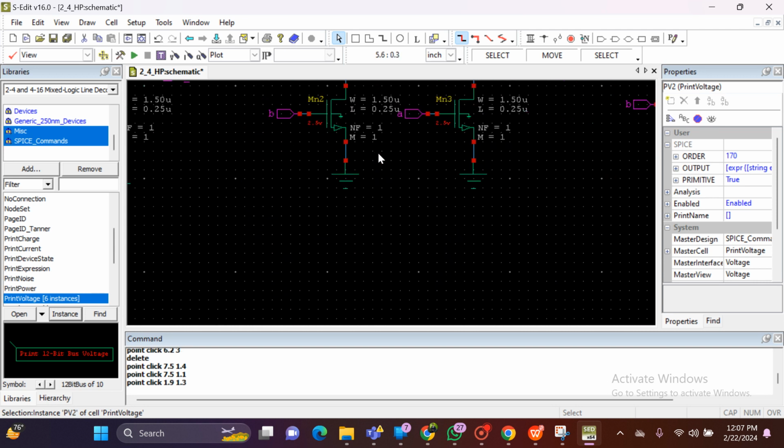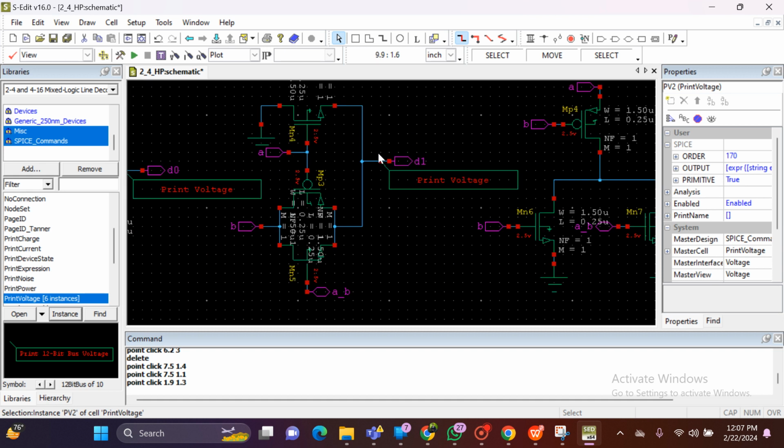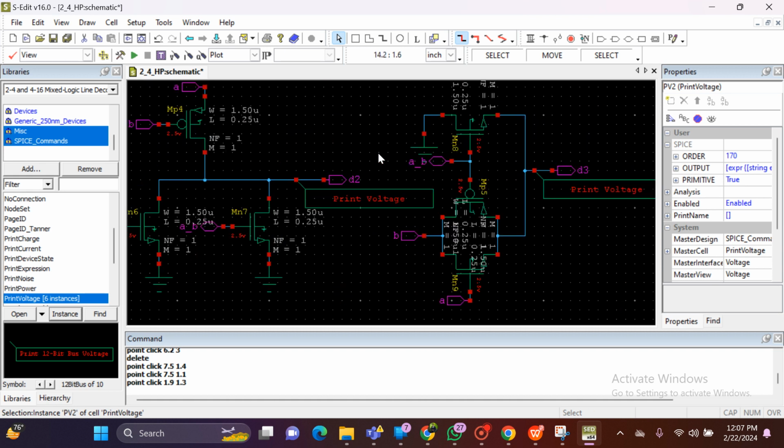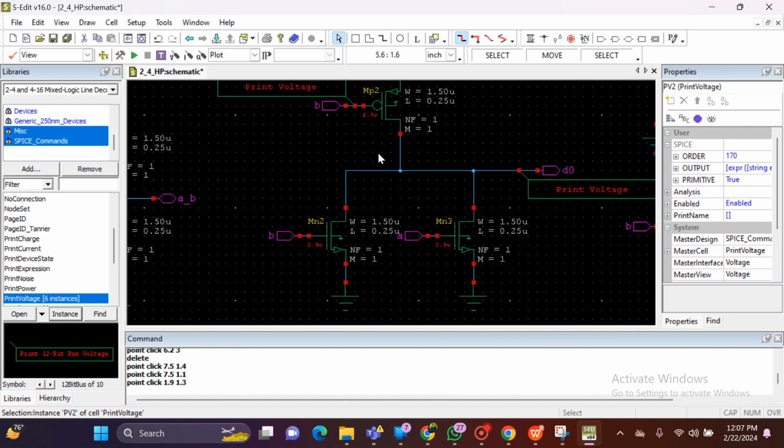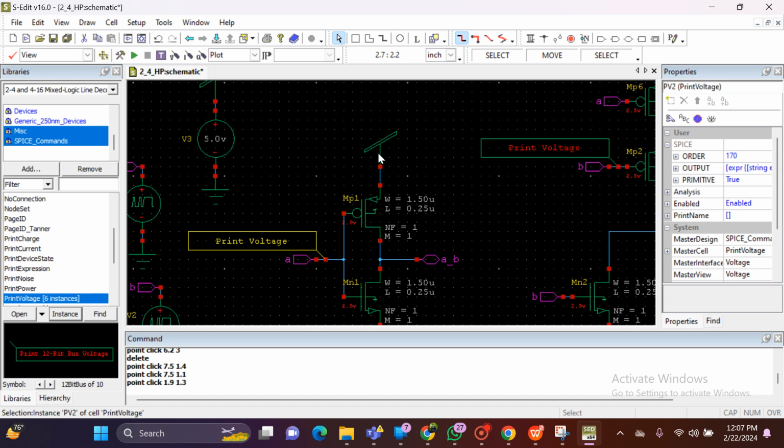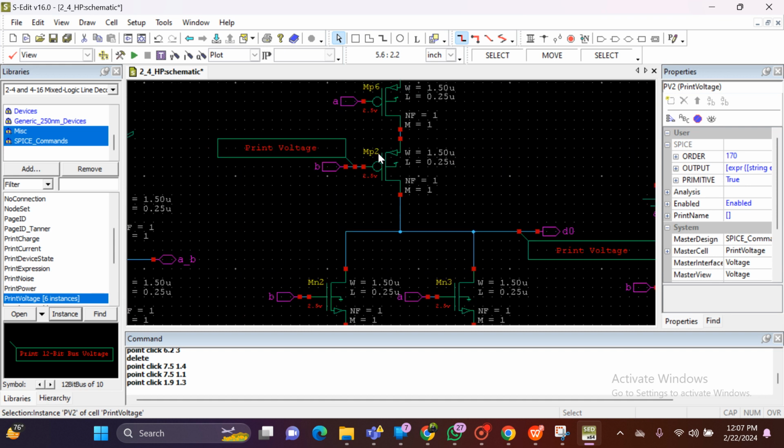In this way, it has been given for all the outputs, and the inputs are A and B. Where is B? See here, for B also we have given it at one of the points. We need to give it.